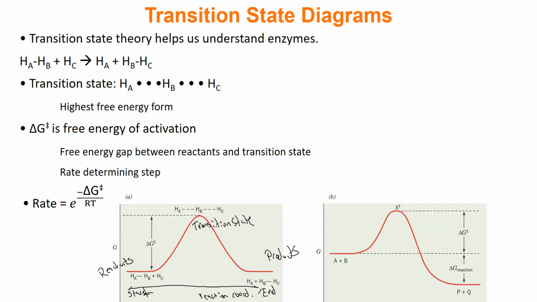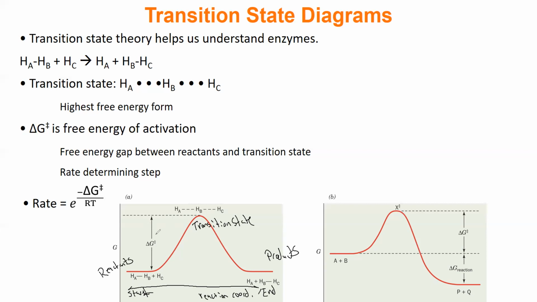Right, so any transition state is just a hill. It takes a lot of energy. So one thing we need to talk about is the energy from the reactants to the top of the hill. That is called delta G double dagger, or the free energy of activation.